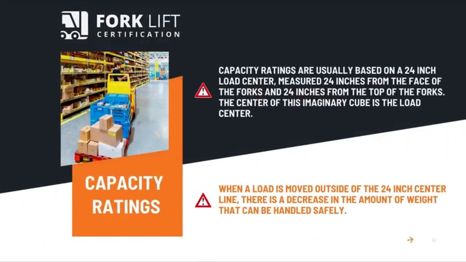Capacity ratings are usually based on a 24 inch load center, measured 24 inches from the face of the forks and 24 inches from the top of the forks. The center of this imaginary cube is the load center. When a load is moved outside of the 24 inch center line, there is a decrease in the amount of weight that can be handled safely.